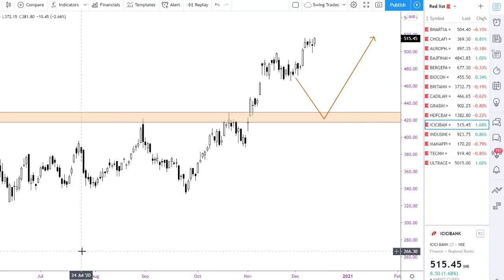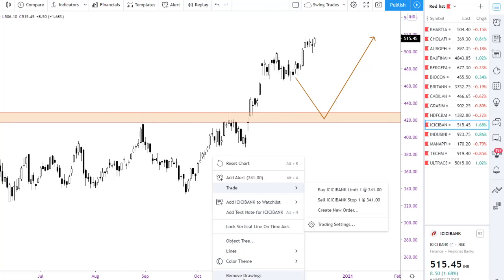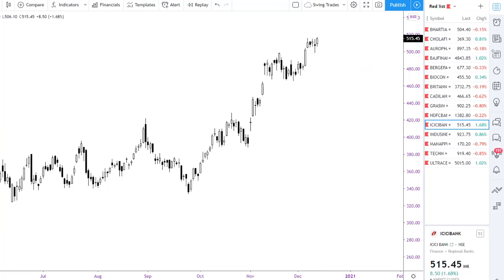Next one is ICICI Bank. This is from the previous week's support and trading ideas. It didn't come to these entry zones at all, so I'm going to remove these drawings here. And if you look here, the fresh zone would be, I would say, somewhere here. Okay, so if price comes down to this level here, I'll be looking for a buying opportunity.